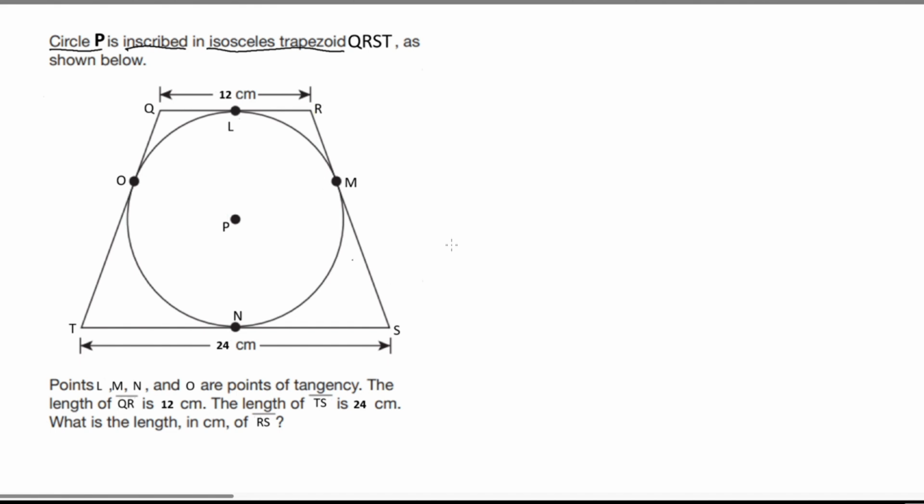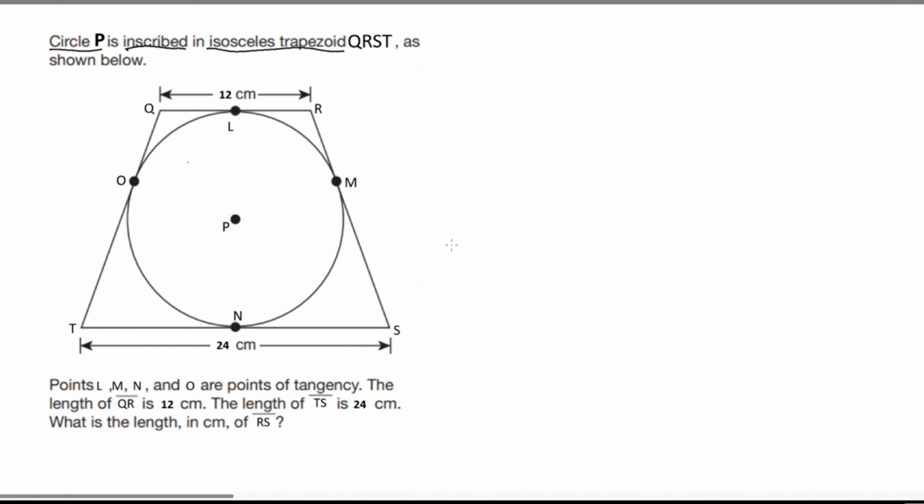So this means, for example, L is a point on QR and a point on circle P, and QR hits circle P at one point. The point is L. Same with all the other points. These are called points of tangency. The length of QR we have up here, it says 12 centimeters. The length of TS is 24 centimeters, and they want the length in centimeters of RS.